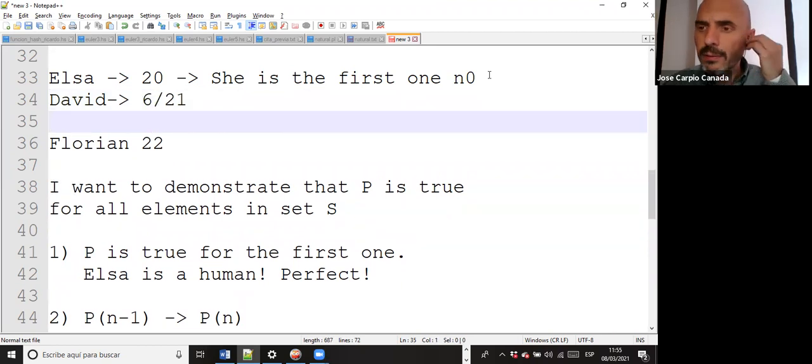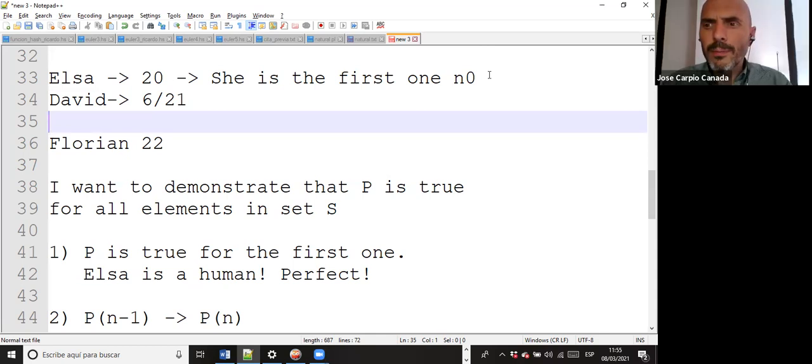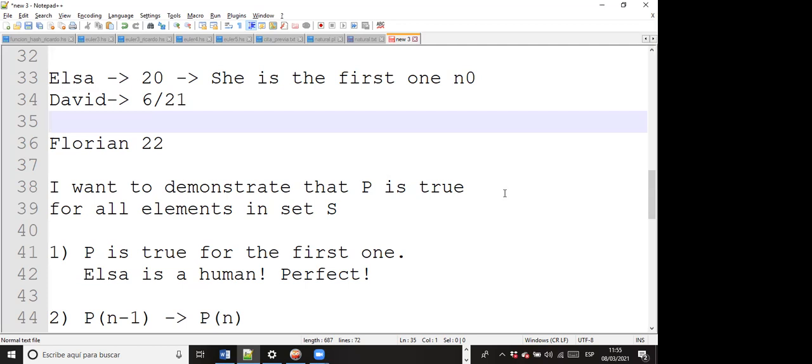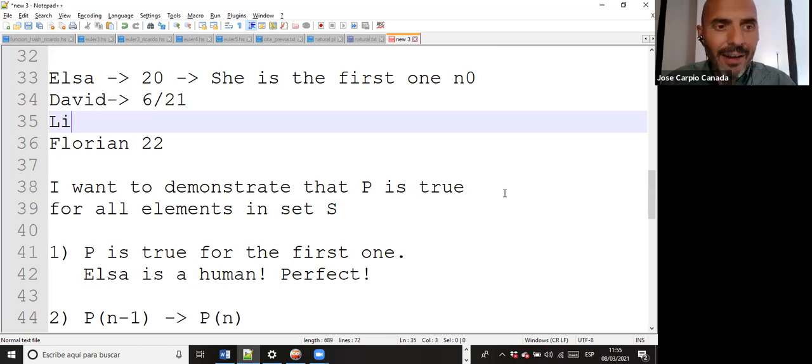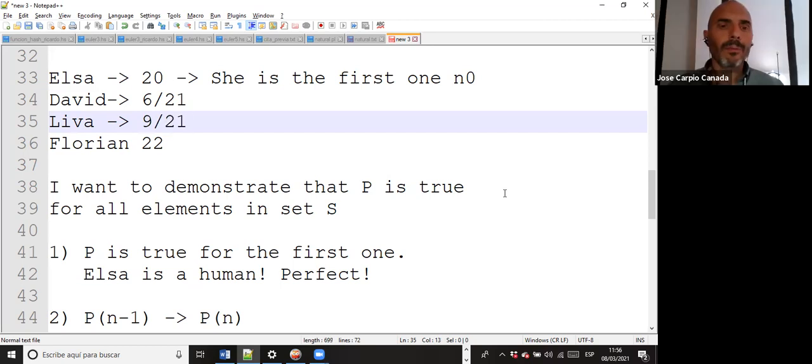And who has also 21? Me. I'm Leiva. What's your name? Sorry. Leiva. With L. Leiva. Yes. Okay. What is your month? September. September 9. 21. Okay, so who is younger?